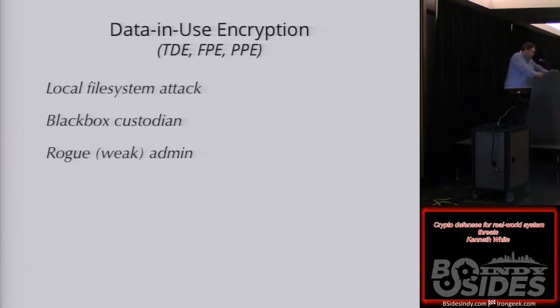If you use Oracle or SQL Server, there are variants of transparent data encryption, partially or property preserving encryption, and so forth. Those are more at a very specific application level, but they address things like a black box custodian. For example, you can have very fine-grained silos for access controls, so that even an administrator, in theory, wouldn't be able to see the contents of the system, or in the other case, a rogue or a weak admin.